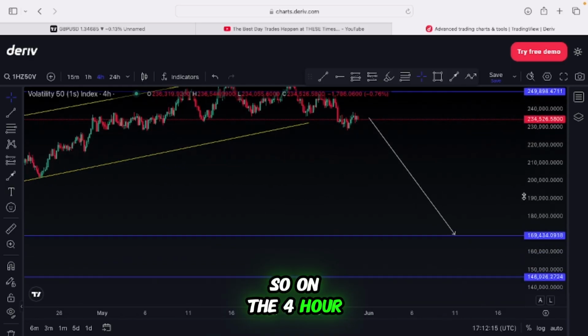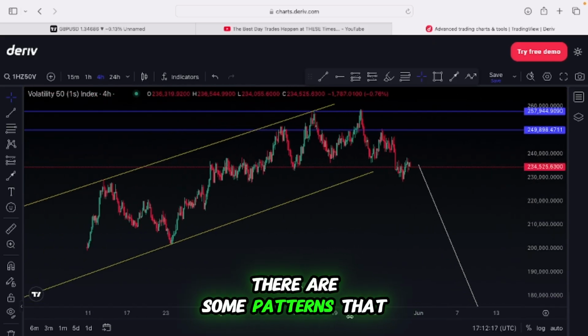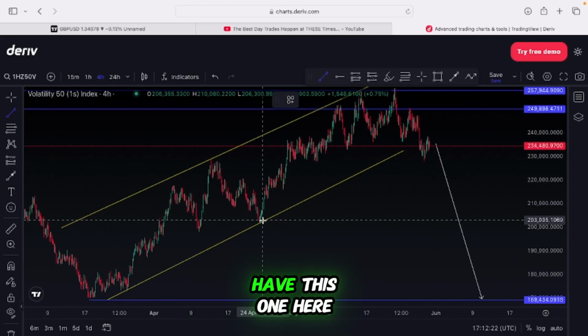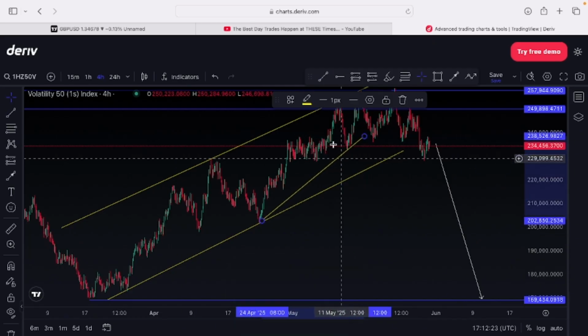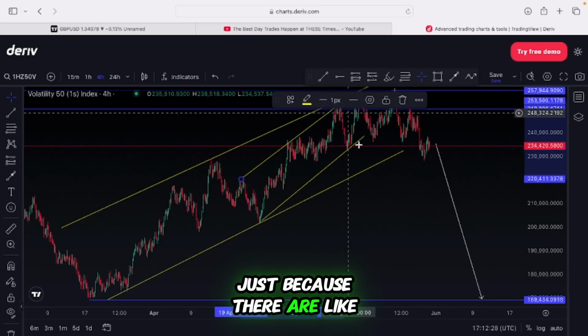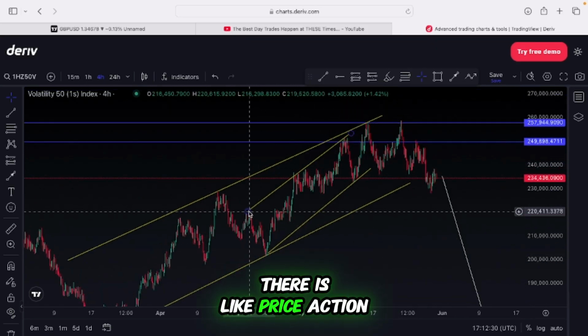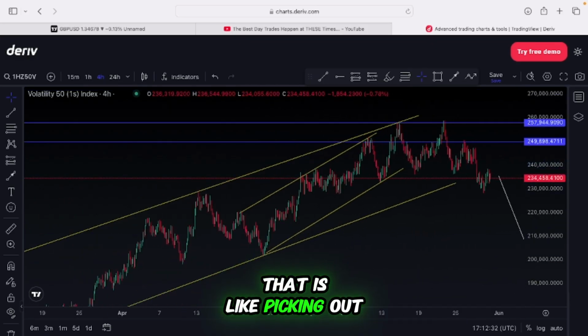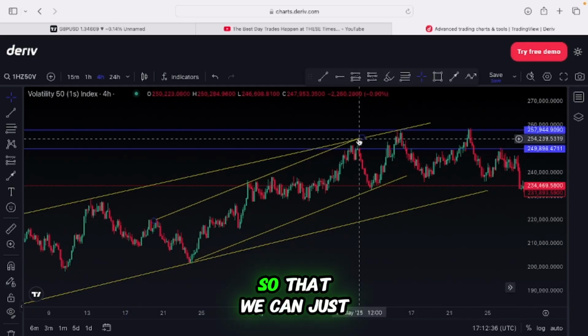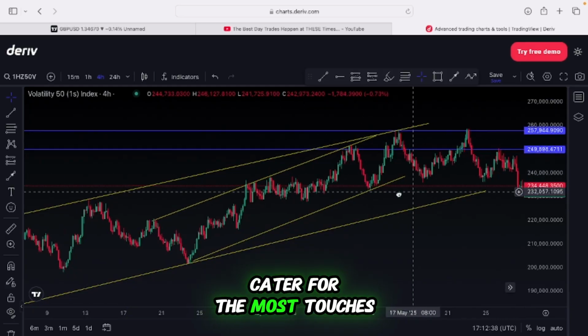So on the 4-hour, as you can clearly see, there are some patterns that we can cater for. So we have this one here, which is a bit choppy, just because there is price action that is peeking out, as you can see around this point here. But we can just do this so that we can cater for the most touches.